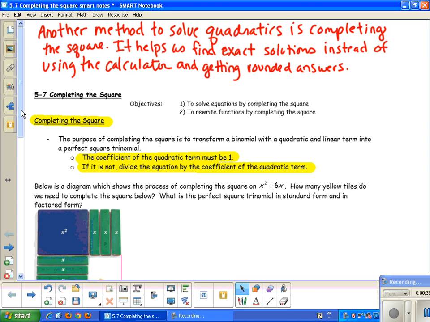The purpose of completing the square is to transform a binomial with a quadratic and linear term into a perfect square trinomial. For these problems, the coefficient of the quadratic term must be 1. If it is not 1, then you're going to divide the equation by the coefficient of the quadratic term, and we'll talk about what that means in a little bit.